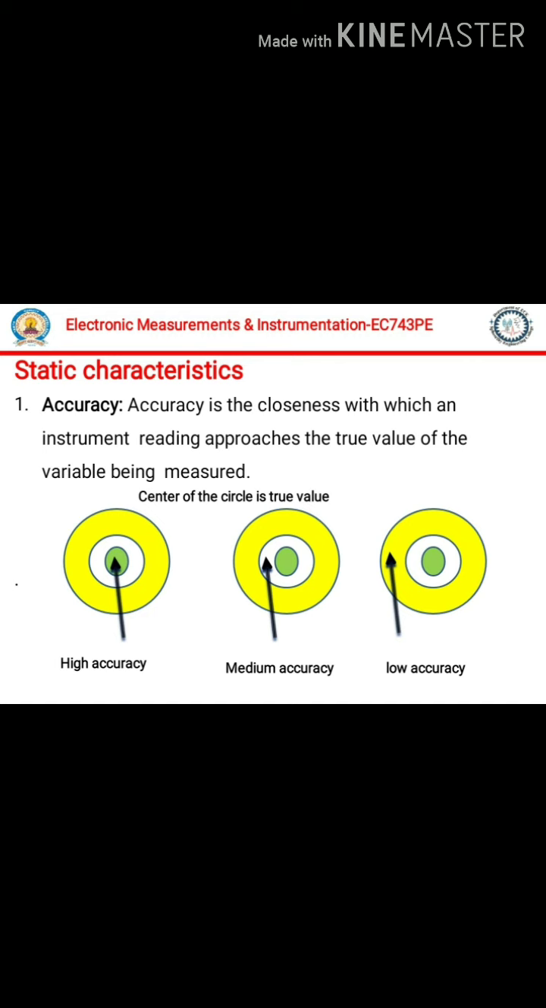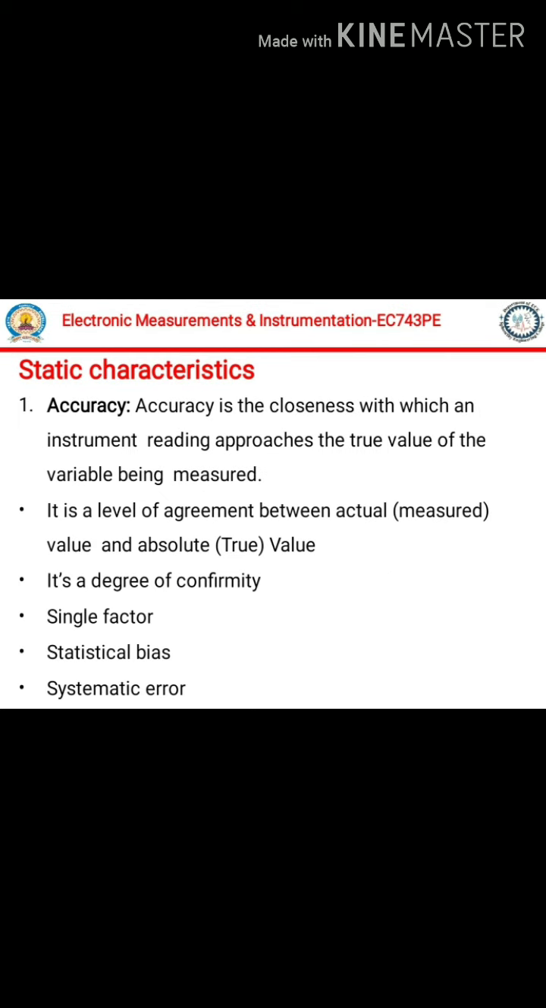Consider three different charts where the center of the chart, in green color, indicates the true value. The arrow indicates the measured value. In the first one, the measured value is very close to the true value, so the first diagram indicates more accurate, the second one indicates moderately accurate, and in the third one the measured value is very far from the true value, so less accurate.